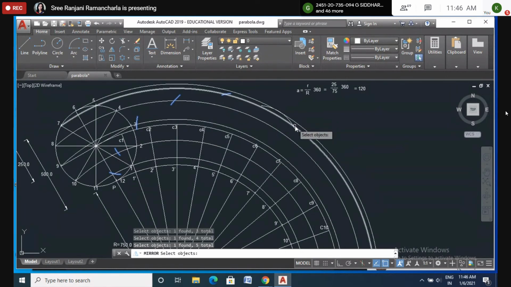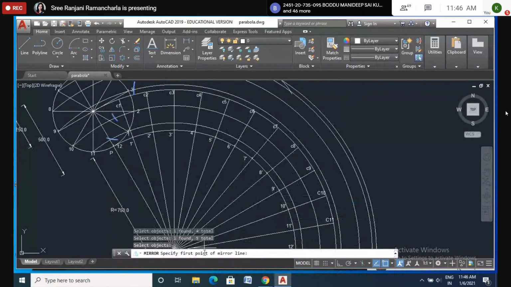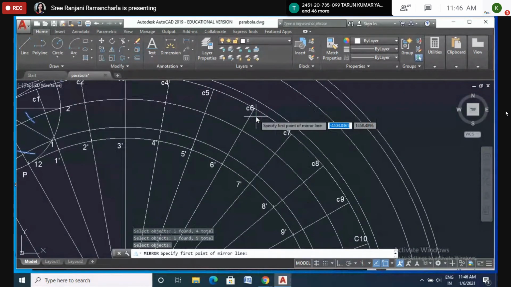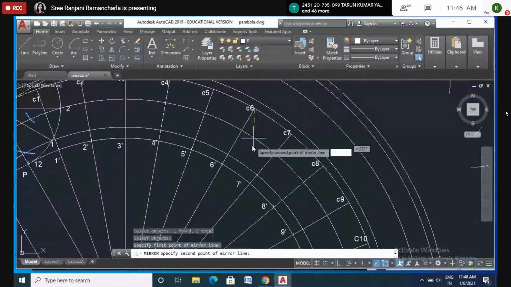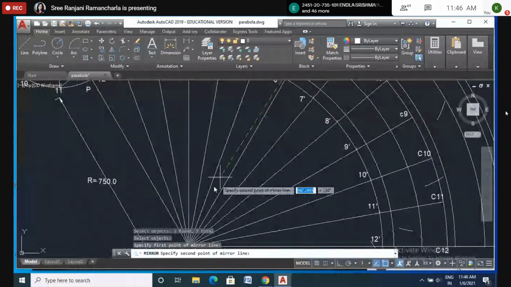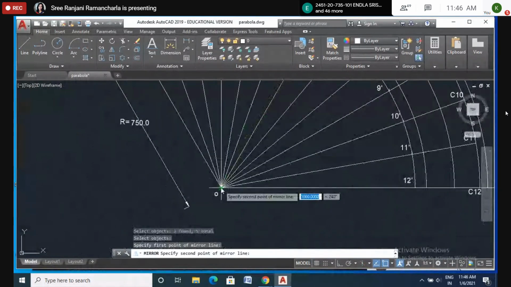Not required. So I selected. So the first point, first mirror point. I want to take the first mirror point as 6, 7. I know that 6, 7 is at the exact center. Here 6 parts and here 6 parts. So I want to select it. Mirror point is this one. And another point of the mirror line is this one.